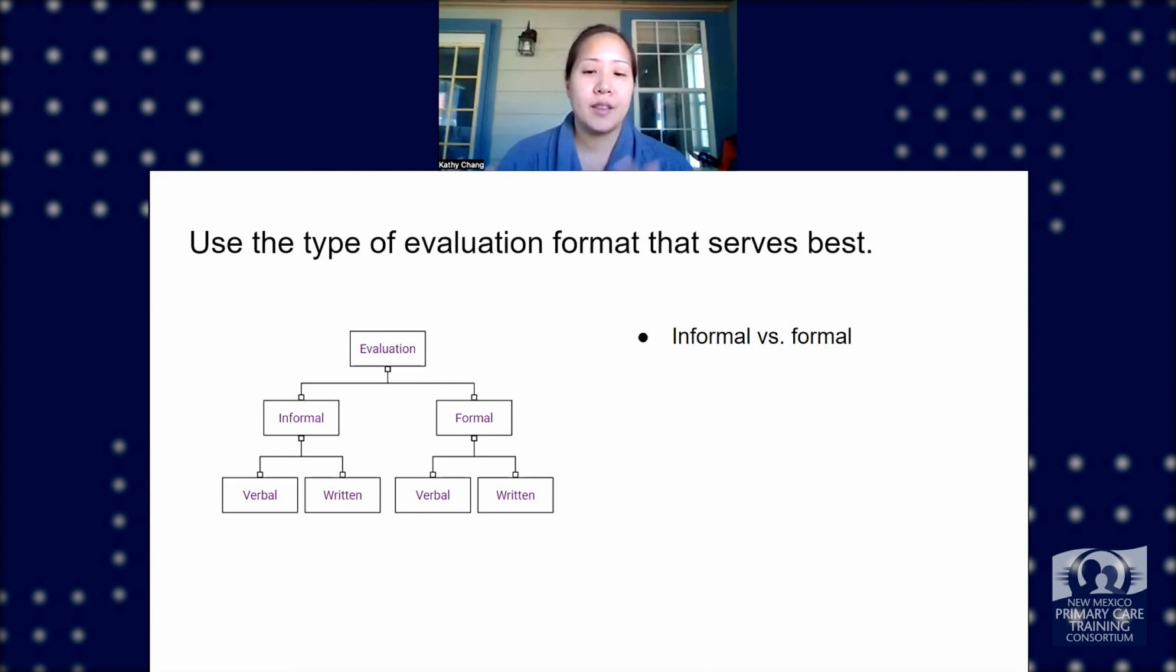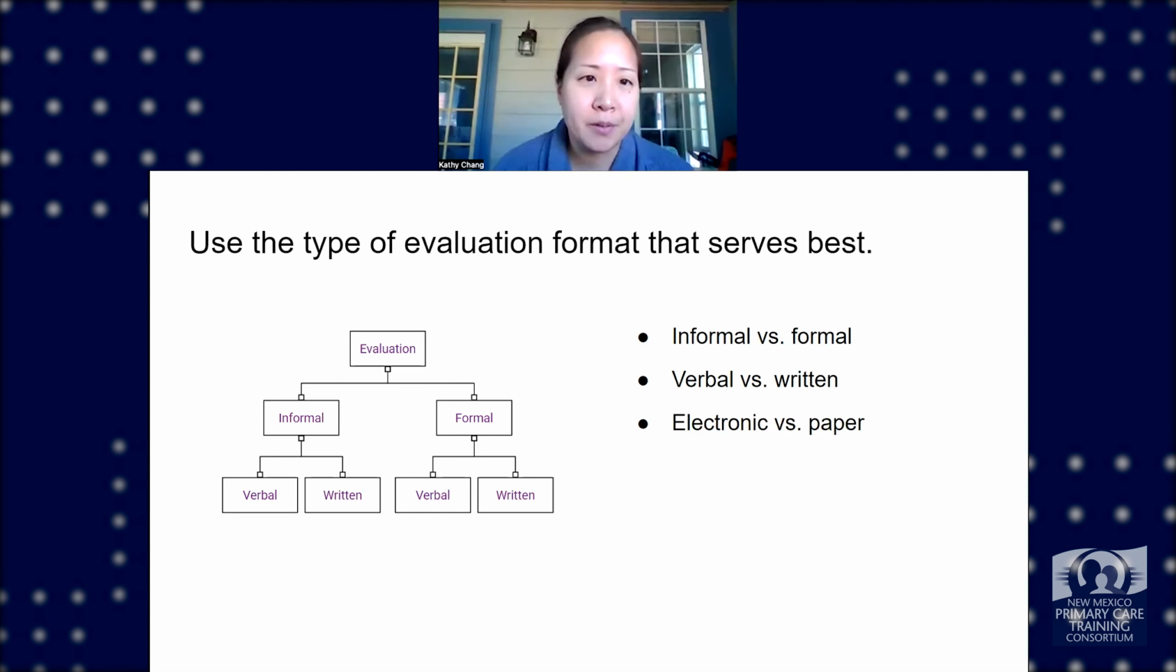Another thought is, is it verbal versus written? Is this something we're chatting about in Feedback Friday before we start rounding on patients? Or is this something written in New Innovations, which is a management system, as a formal evaluation that I'm writing down? Or maybe it's just an email saying, hey, I was signing off on that note from clinic the other day, and I have some suggestions. So it's written, but less formal. And then another thought is electronic versus paper. What format works best depending on the setting?